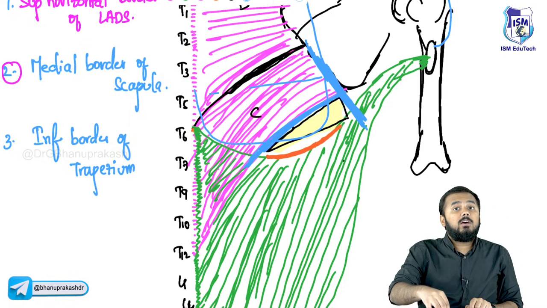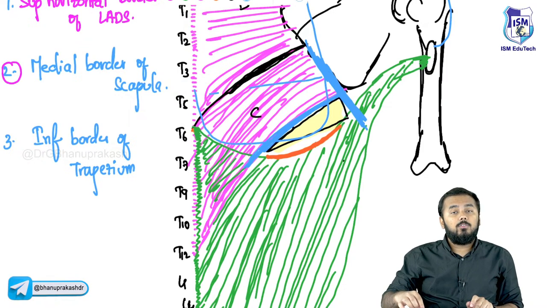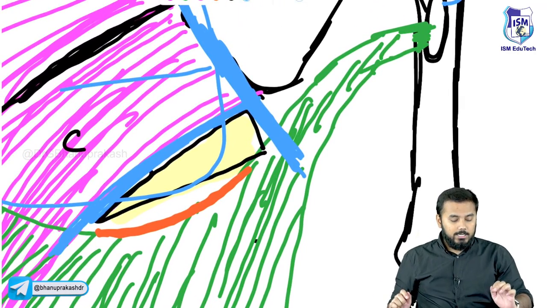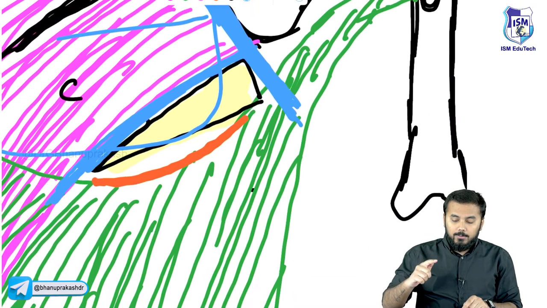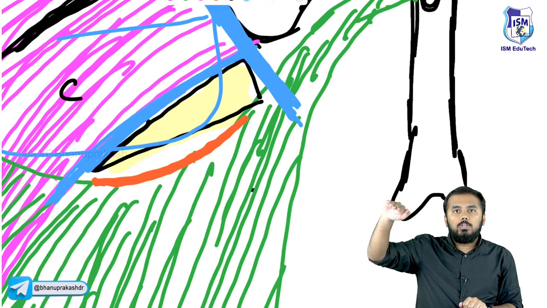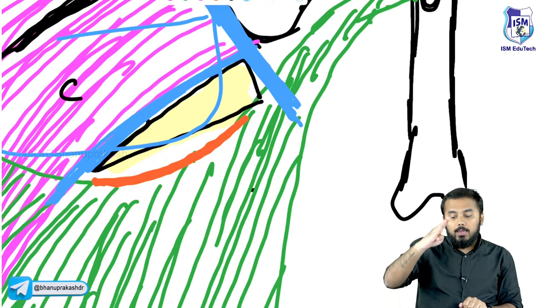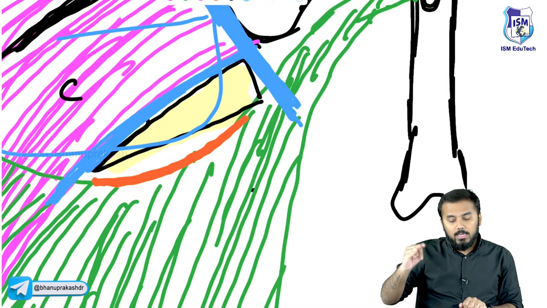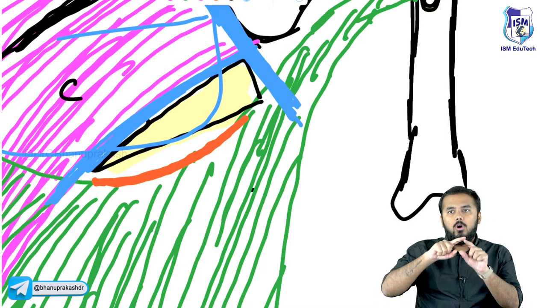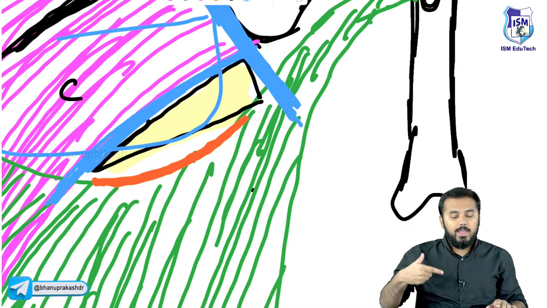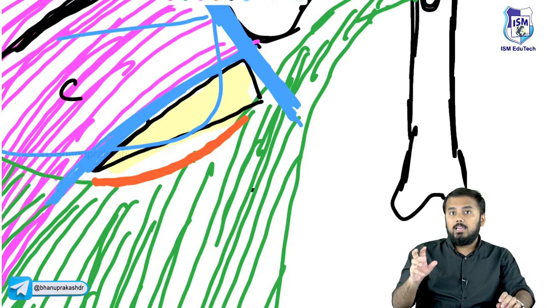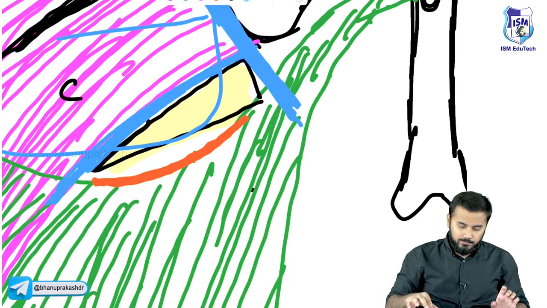Right. Now, if someone asks you what is the triangle of auscultation, you will very easily tell. But if they ask you what are the borders of the triangle of auscultation, what do you have to tell? The first border is the superior horizontal border of latissimus dorsi. Next, the medial border of scapula. Next, the inferior border of the trapezius muscle. These three borders together form a triangle, and that triangle is called the triangle of auscultation. Now, in the triangle of auscultation, which lobes of the lung can you very clearly listen to? The lower lobes of both the lungs.